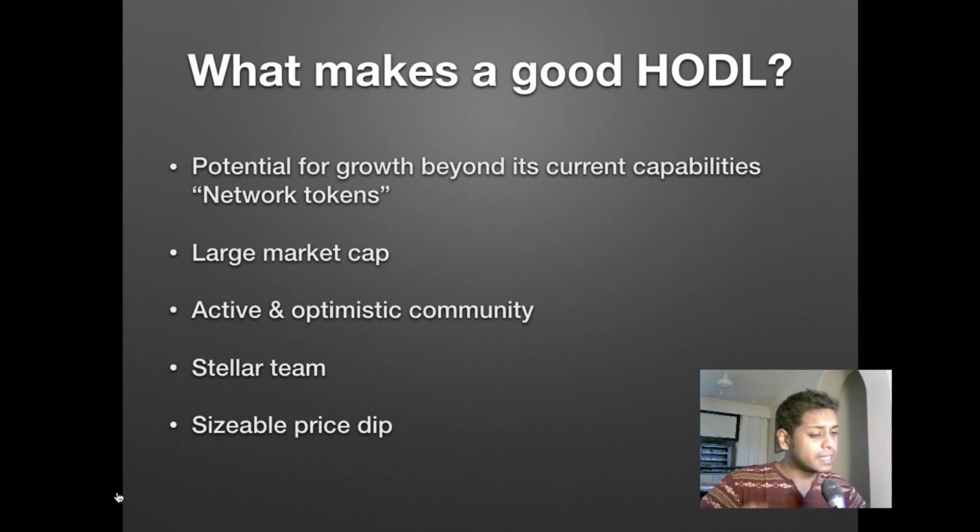There are a few coins that the community is overwhelmingly positive about. And this is reflected by the size of the market cap. Go to coinmarketcap.com, and the first 15-20 coins are really the only ones you should be looking for if you want to just buy and forget. A lot of these are what we call network tokens.